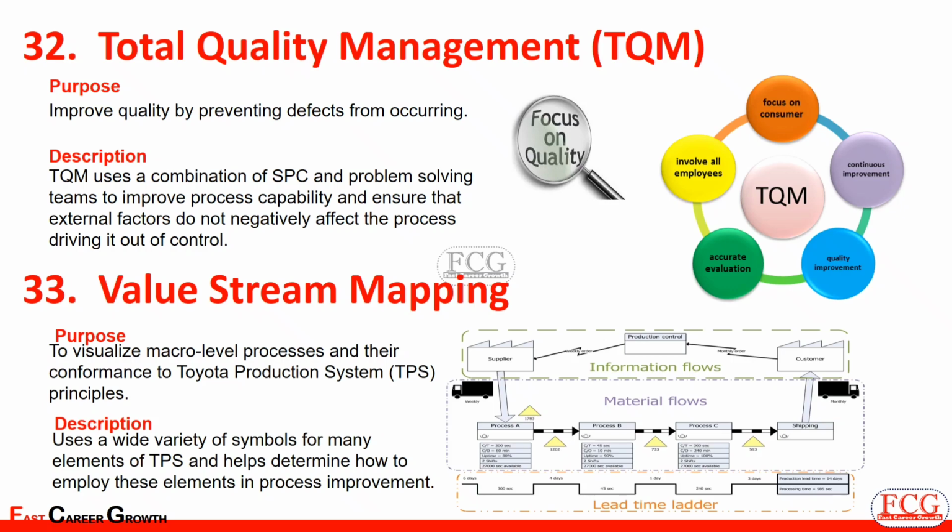VSM helps users create a solid implementation plan that will maximize their available resources and help ensure that materials and time are used efficiently. Uses a wide variety of symbols for many elements of TPS and helps determine how to employ these elements. Next lean manufacturing tool is visual management.